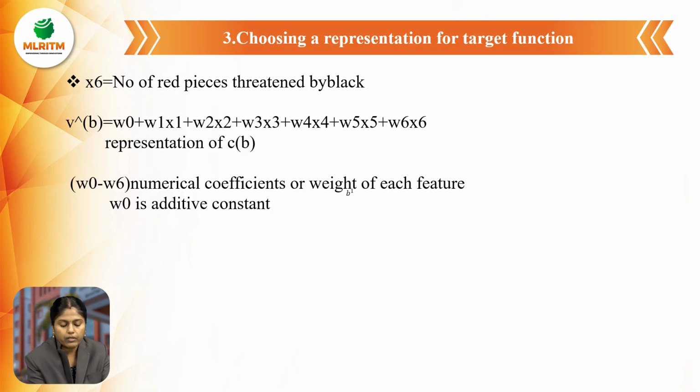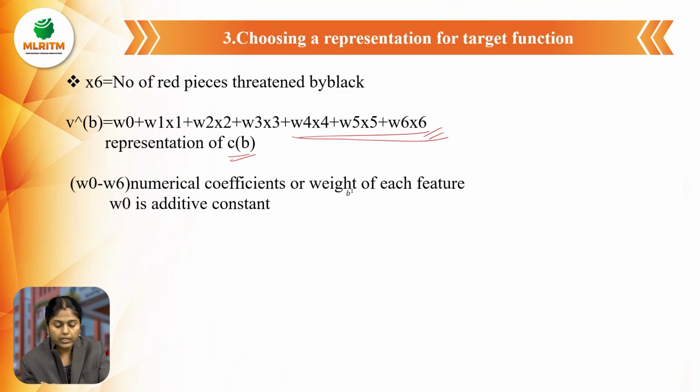Here we are using V hat of b, which is the representation of the linear function, where the linear combination is used. For the linear combination, we use this particular representation: V hat of b is equal to w0 plus w1 x1 plus w2 x2 plus w3 x3 plus w4 x4 plus w5 x5 plus w6 x6. This is the representation that we are going to use for the linear combination.